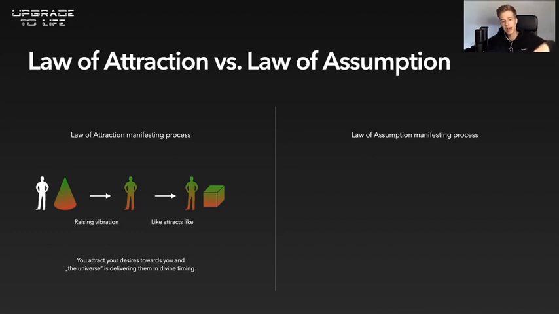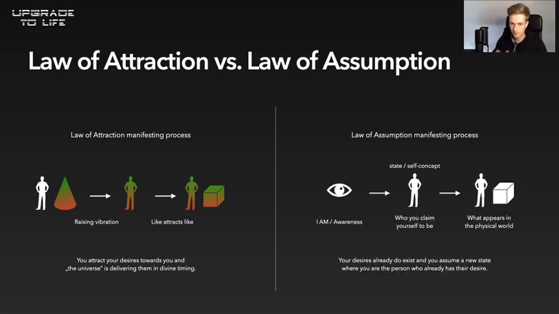This is how I understood the law of attraction, and I'm sure that this is how the law of attraction community sees it as well. And to sum it up, you attract your desires towards you, and the universe is delivering them in divine timing. So you are this person, and the universe is outside of you somehow and just gives you your desires, places them in front of you when you are in the right vibration. Okay, this is the law of attraction. Now let's look at the law of assumption manifesting process in short, right? This is just in short, guys.